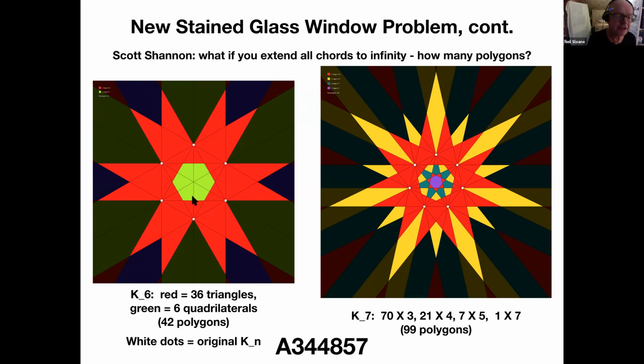The number of quadrilaterals is still the same, it's 6. So we have 36 triangles, 6 quadrilaterals, 42 polygons. So that is the 6th term of Scott's new sequence. It's A344857. If you go to 7, a polygon, the white dots are the ones that Poonen and Rubinstein analyzed, but now we have extra cells, extra quadrilaterals and extra triangles, plus the original stuff inside. Total is 99 polygons. So we have a sequence.